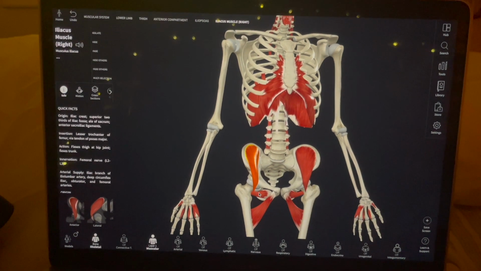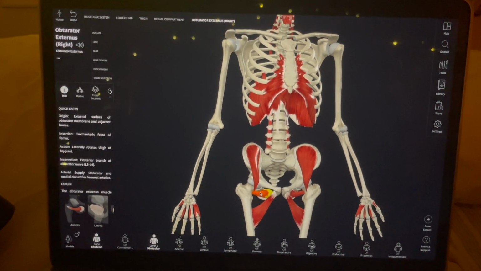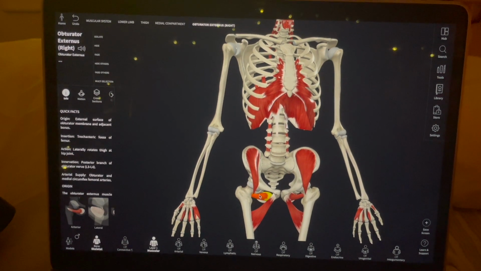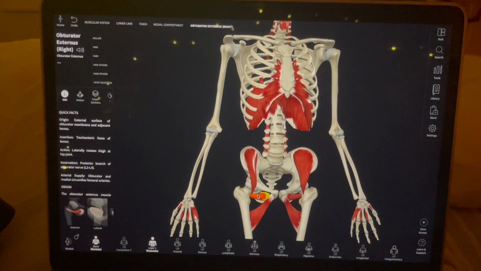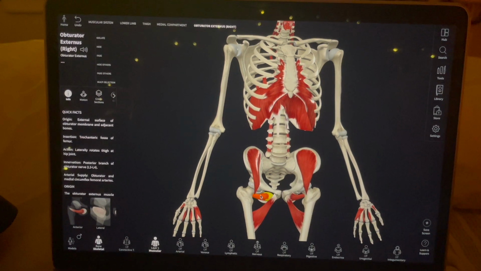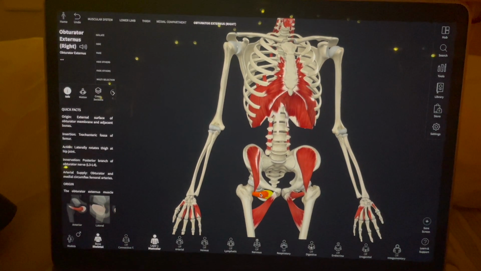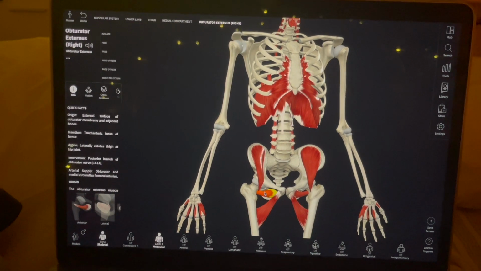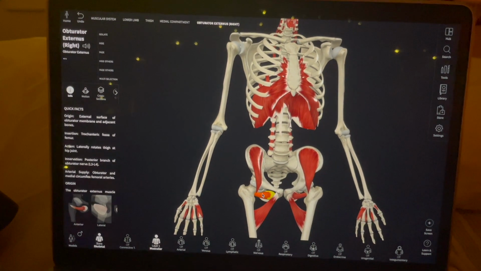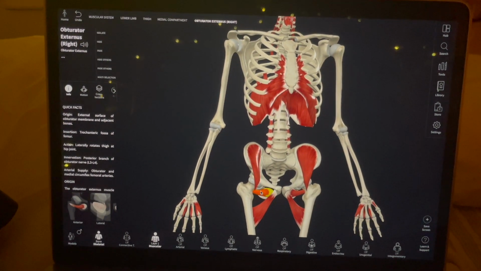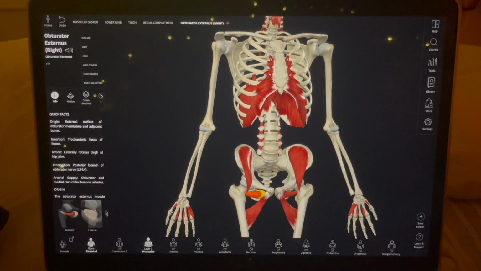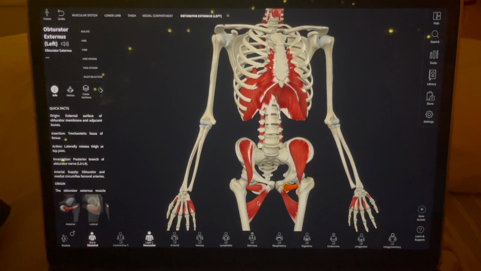We also have the obturator externus. This is again going to be bilateral. There's going to be right and left. The origin is going to be at the external surface of the obturator membrane and adjacent bones, and the insertion is going to be at the trochanteric fossa of the femur. And this muscle is going to laterally rotate the thigh at your hip joint. And again, we've got right and left there.